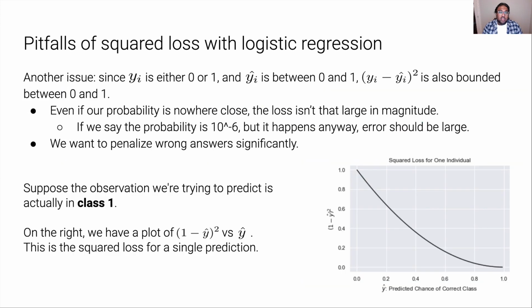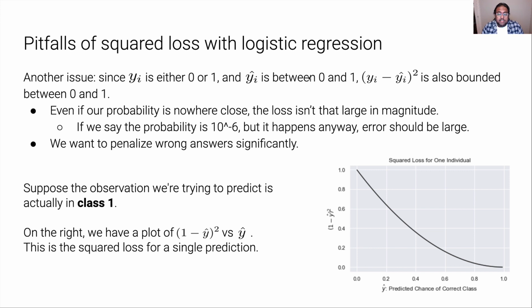Another issue with using squared loss for logistic regression is that the squared loss for a single observation is bounded to be between 0 and 1. Right? yi, our true label, is either 0 or 1, and yi hat, our predicted probability, is a probability which is also between 0 and 1. And so the maximum possible value of this term is 1. This doesn't allow us to penalize bad predictions significantly enough.